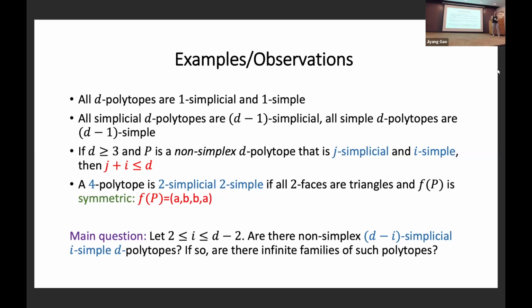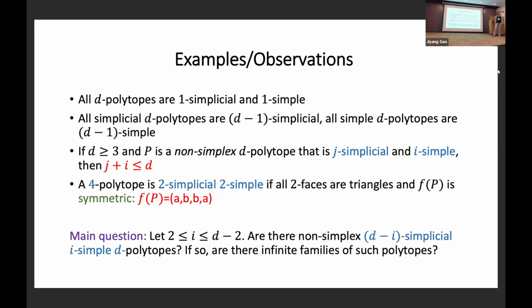Well, so how does it relate to f-vectors? Another example. What does it mean for a four-dimensional polytope to be two-simplicial or two-simple? To be two-simplicial, every two-dimensional face must be a triangle. To be two-simple, every edge must be in three facets. Maybe that's not that easy to check. But it turns out that in this case, being two-simplicial, two-simple is actually equivalent to saying that all two-faces are triangles and the f-vector is symmetric. So it looks very complex. That's what happens.